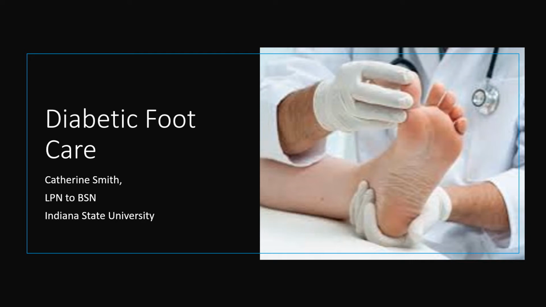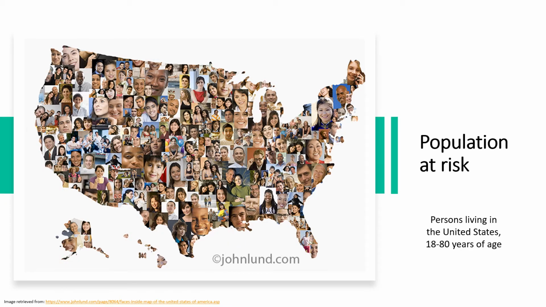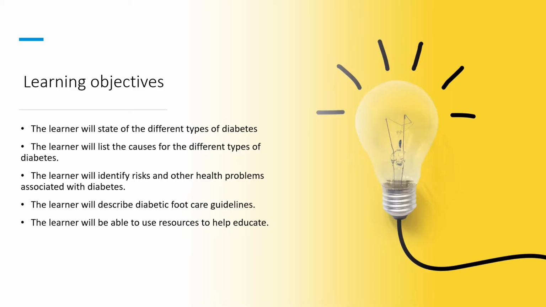I'm an Indiana State University nursing student in the LPN to BSN program, and I'll be discussing diabetic foot care. The population at risk, or the PAR, are persons living in the United States ages 18 to 80 years of age. Learning objectives. You, the learner, will be able to state the different types of diabetes.